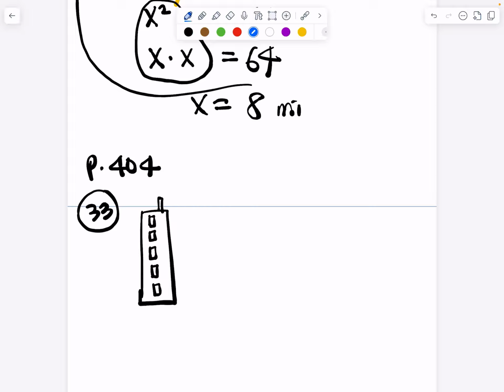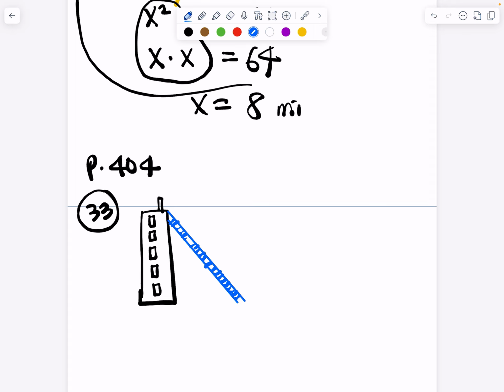Where's my ladder? Here's my ladder. Ta-da. Wow, you guys, such irregular. Okay, so here we go. Reaching a height of 12 feet.